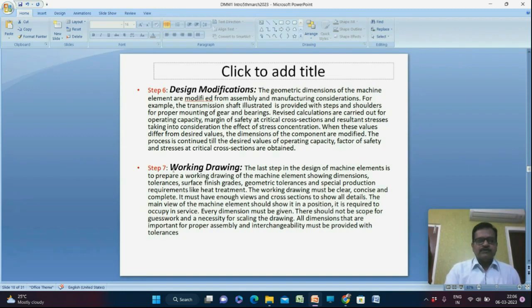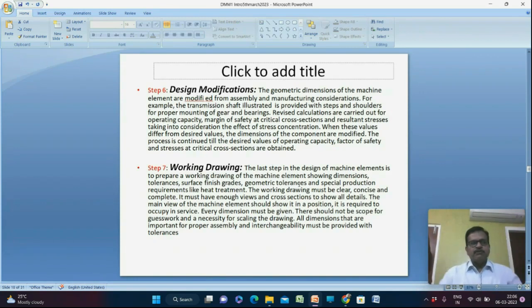And finally, step 7 is the working drawing. The last step in the design of a machine element is to prepare a working drawing, which includes dimensions, tolerances, surface finish grades, geometric tolerances, and special production requirements like heat treatment, etc. The working drawing should be clear, concise, and complete. It must have enough views and cross sections to show all the details.